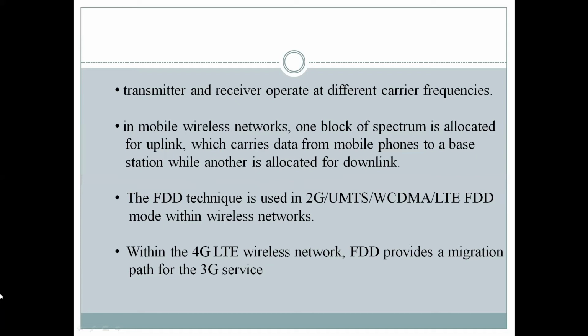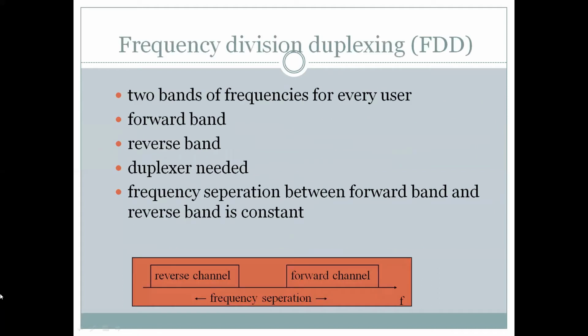Now, the FDD technique is used in 2G and UMTS, WCDMA, and LTE mode within wireless networks, and within the 4G LTE wireless network, FDD provides a migration path for the 3G service.